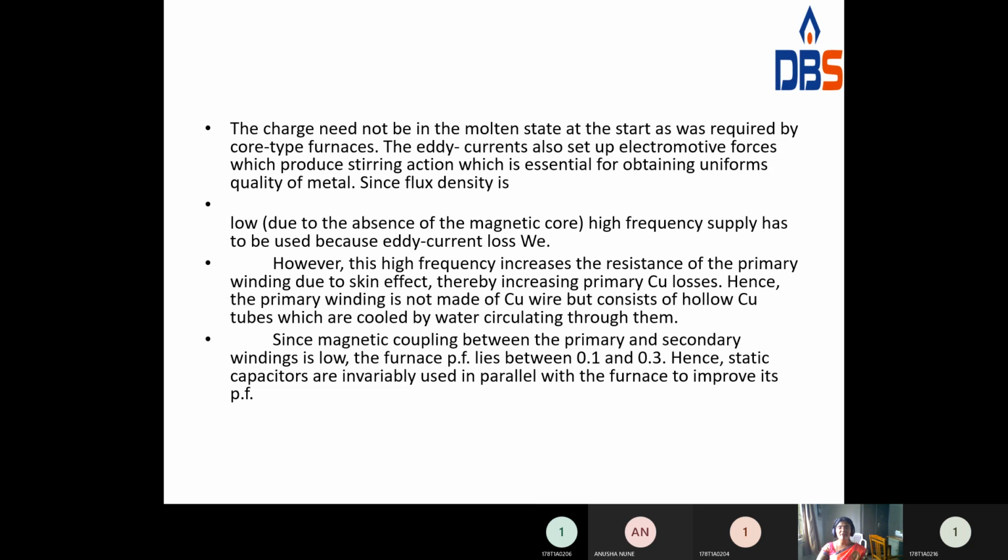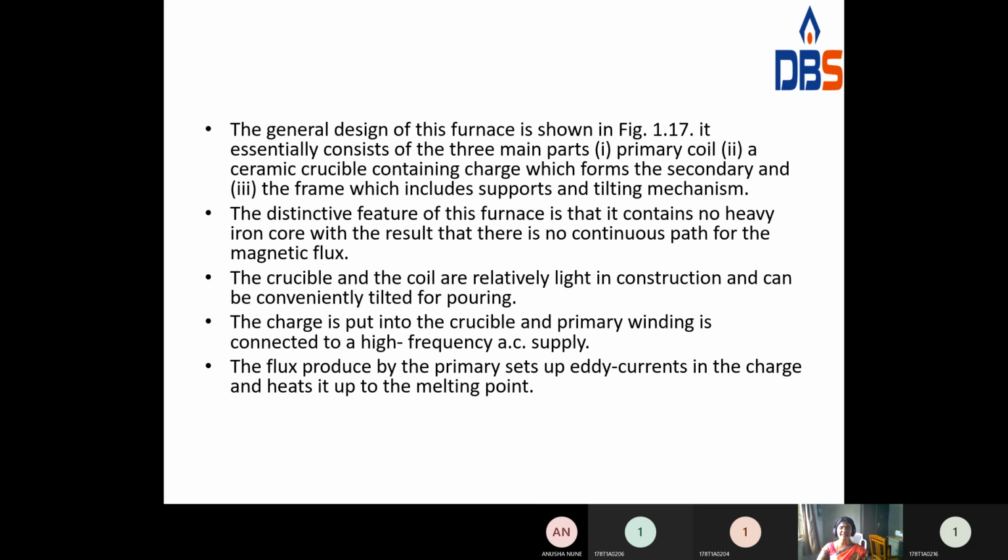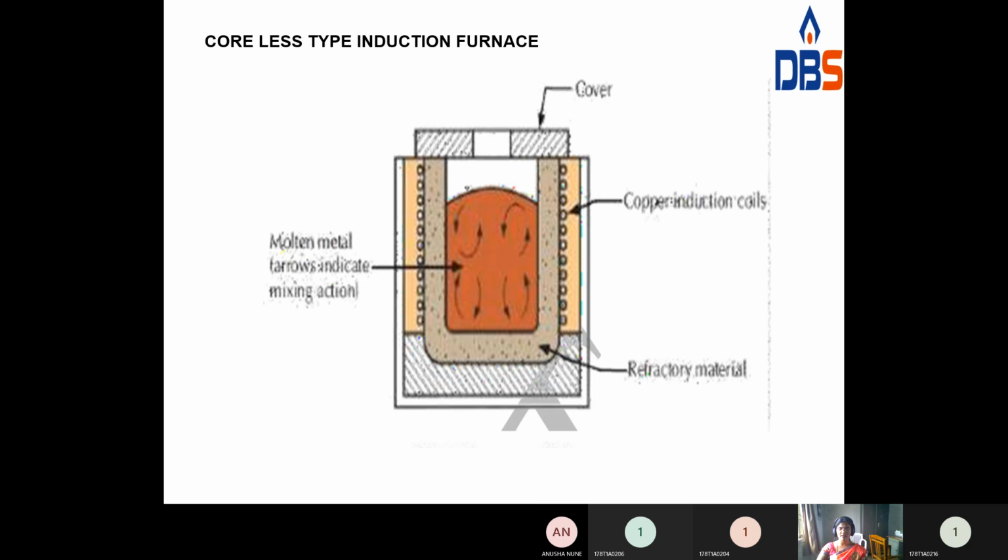Hence the primary winding is not made of copper wire but consists of hollow copper tubes, and these are cooled by the water circulating through them. Whenever a large amount of flux is produced, the copper may get heated more. So to cool it, we use water circulating around it. See in the diagram, here it surrounds the water.